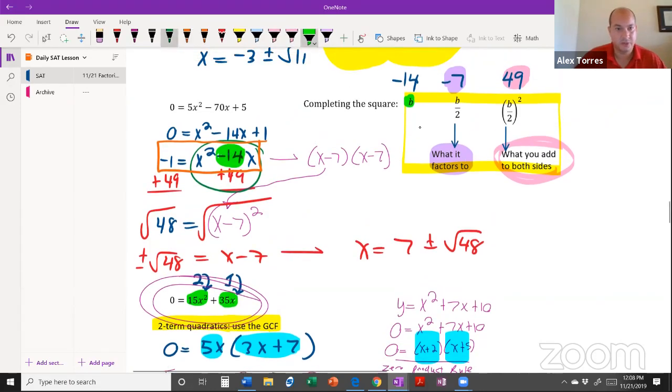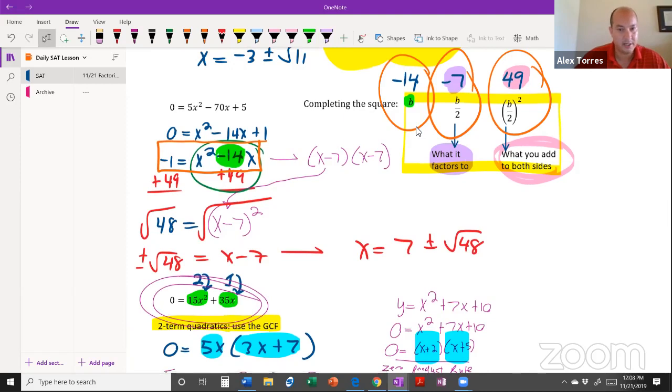b over 2 squared. So b was negative 14, b over 2, negative 7, square that, 49. So we're adding 49 to both sides, and it's going to factor to x minus 7 squared, which is exactly what we did. We added 49 to both sides. It factored to x minus 7 squared, and we took the square root of both sides to get an answer for x.